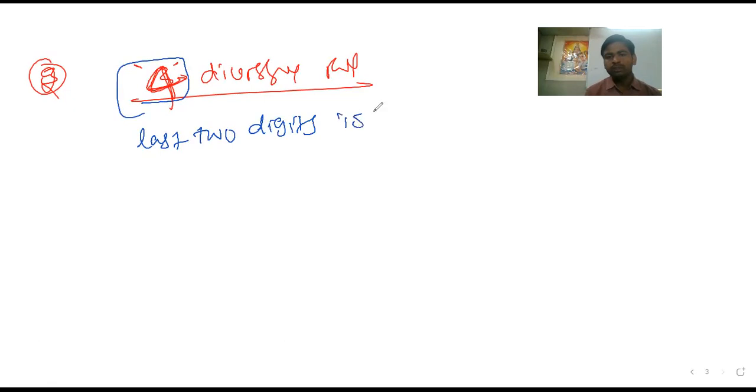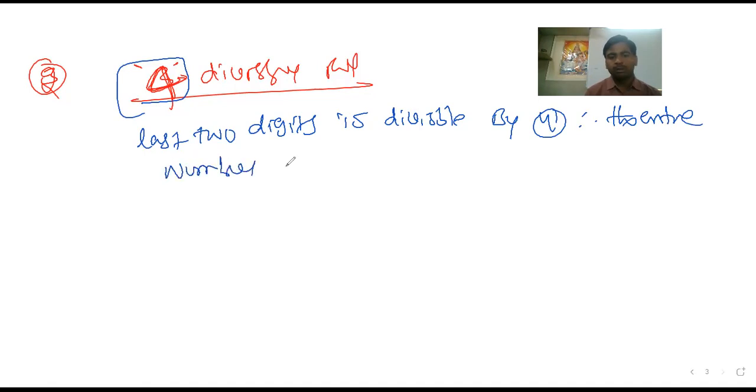If the last 2 digits are divisible by 4, then the entire number is divisible by 4. Let us take an example to understand very clearly.